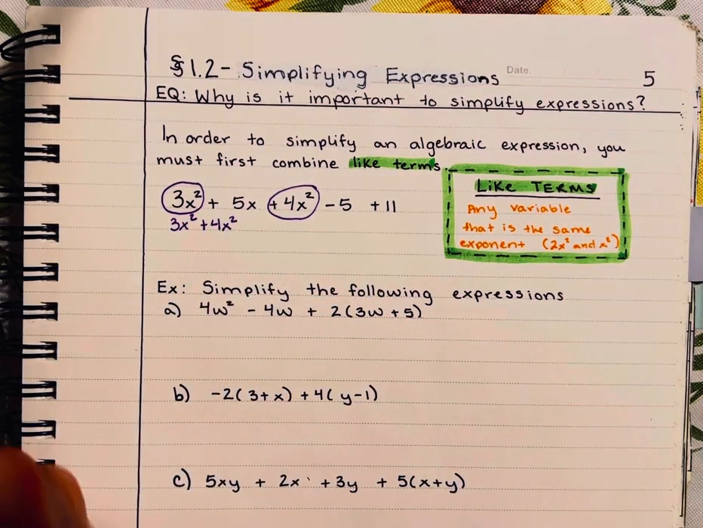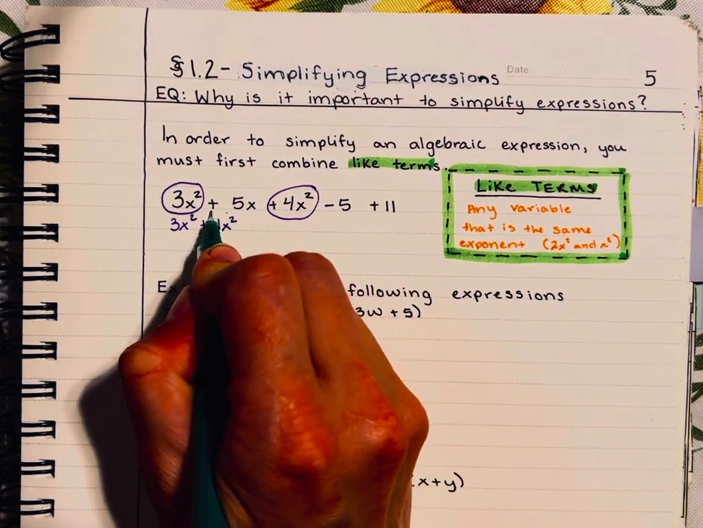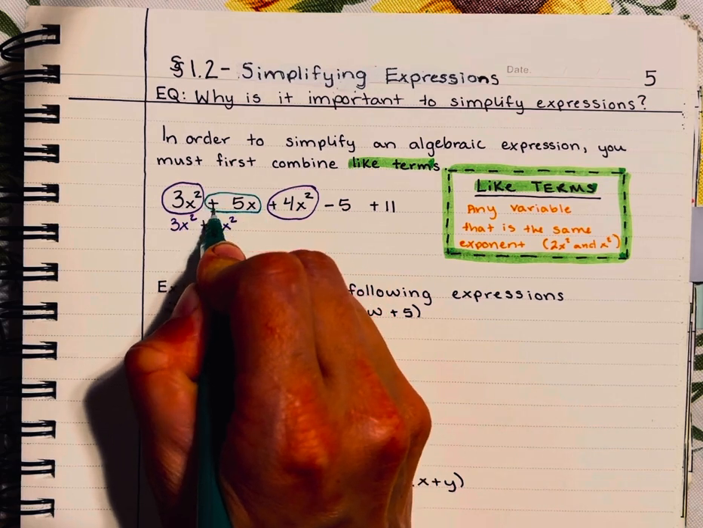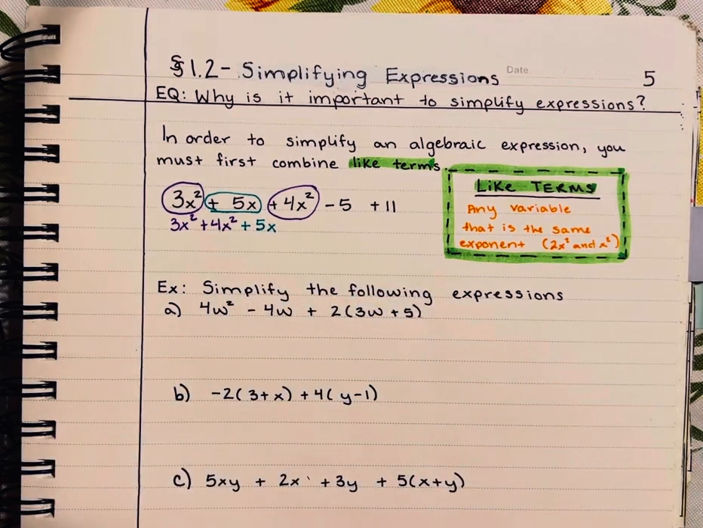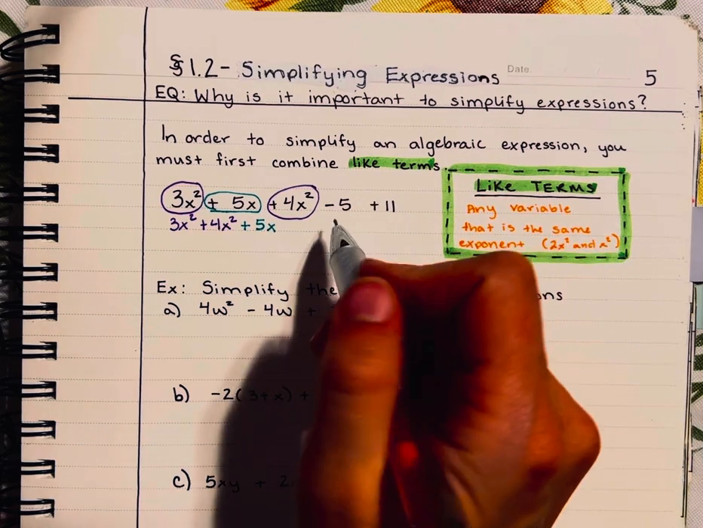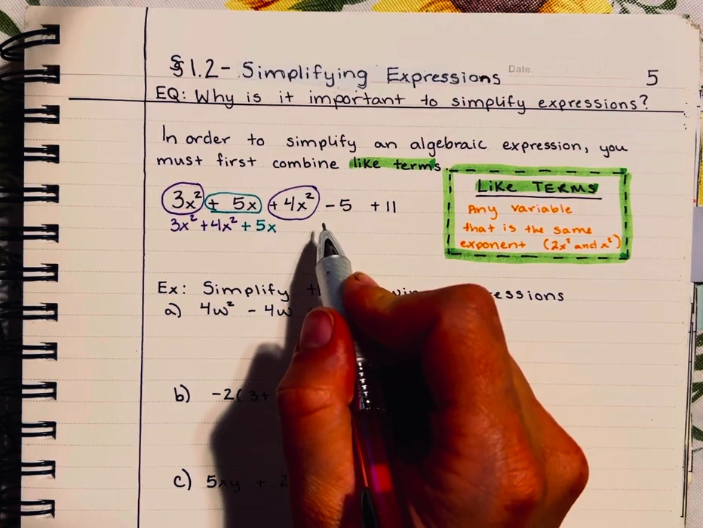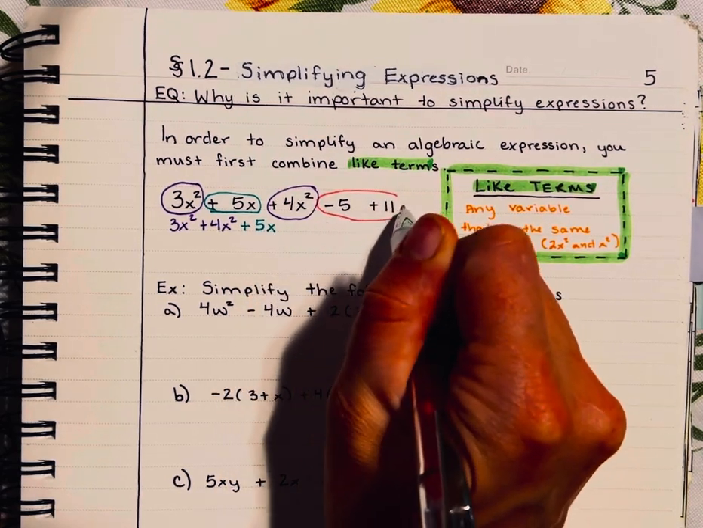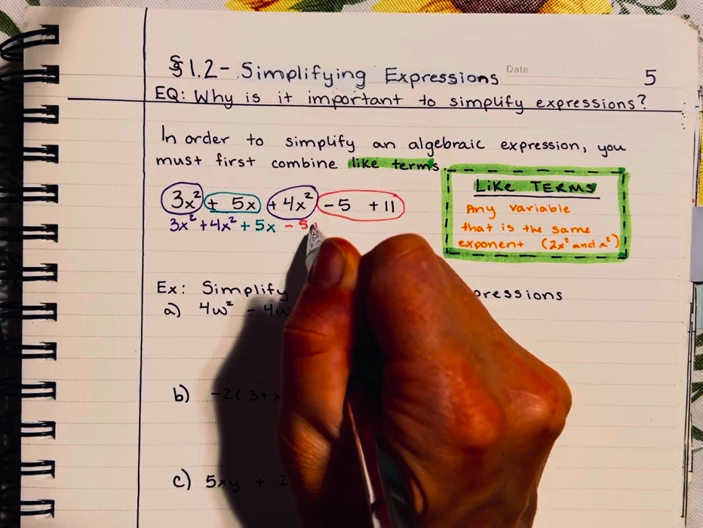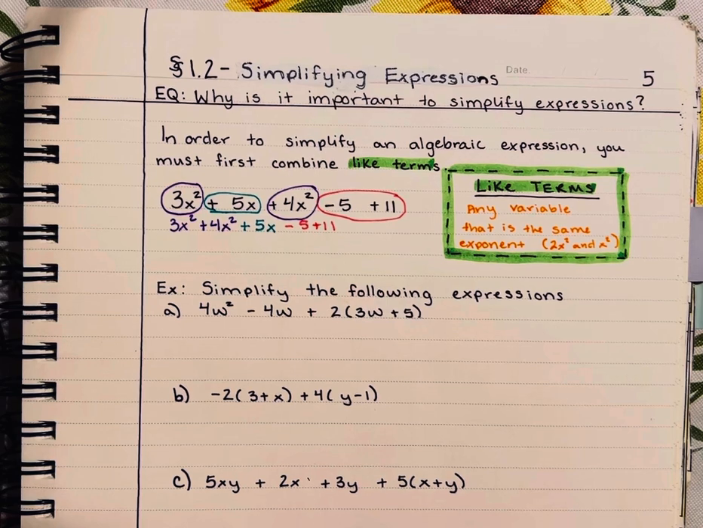Moving on to the 5x. The 5x has no other terms. There's nothing in here that just has an x. So the plus 5x is a term all by itself. And then I have this -5 and 11. Those are what we call constants. And constants don't have a variable. So constants are also like terms. Even though they have different signs, they're going to be like terms. So what I just did is I rewrote my expression so my like terms were together, so that way it would be easier for me to add them.